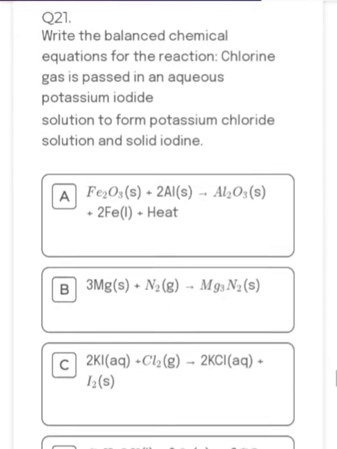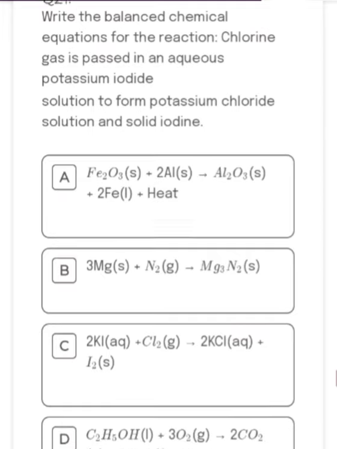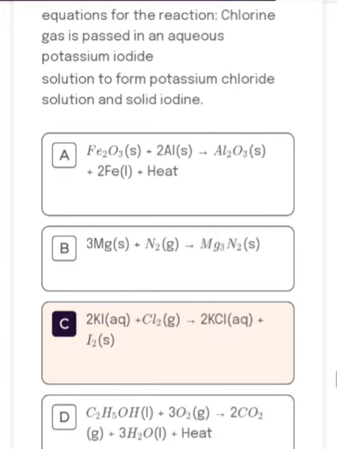Next question. Write the balanced chemical equation for the reaction: chlorine gas is passed in an aqueous potassium iodide solution to form potassium chloride solution and solid iodine. So the balanced chemical equation for this reaction is option C, 2KI in aqueous form plus chlorine in gaseous form gives 2KCl plus I2. So the correct option is option C.